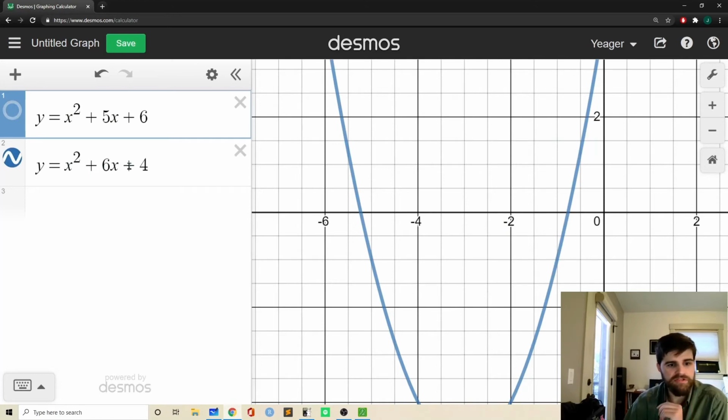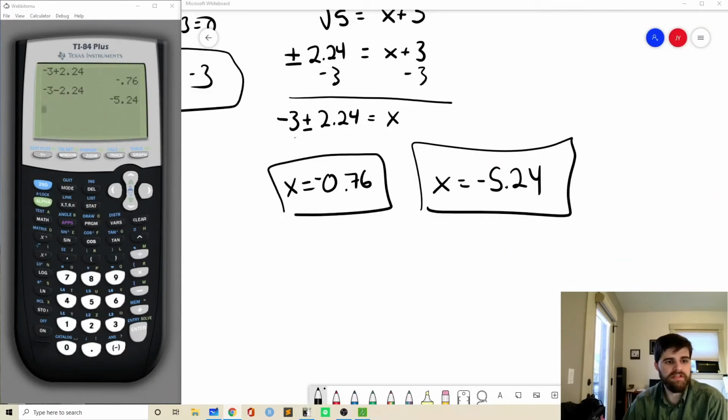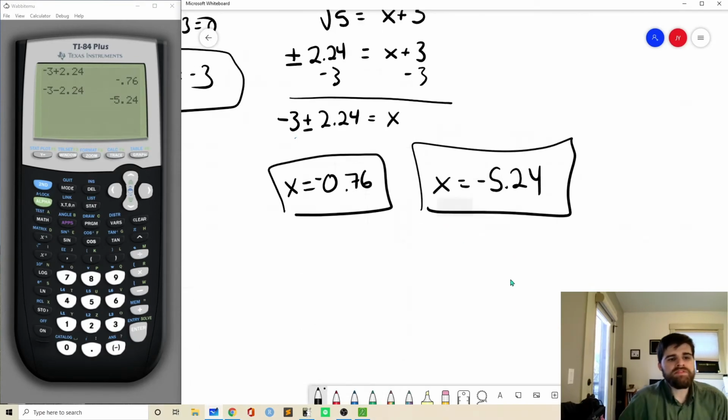So here's that equation we just solved, and let's check the roots. Negative 5.24 and negative 0.76. So the same thing we got, but we rounded a little. Cool, so that's the basic process.